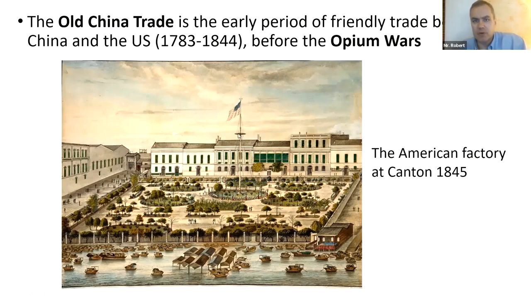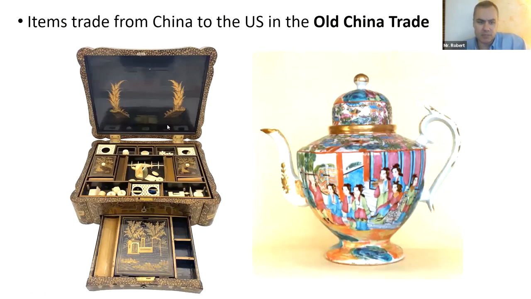And all this was going very well. They would buy stuff like this. This is like a big sewing box. You see all the intricate handwork there, and these Chinese vases and porcelain and all this. These are the kinds of things that they were buying. You can still see these in museums in America. They have lots of museums which have all the stuff that the Americans bought from China in the Old China Trade. Okay, it went on for a long time. So it's very interesting.